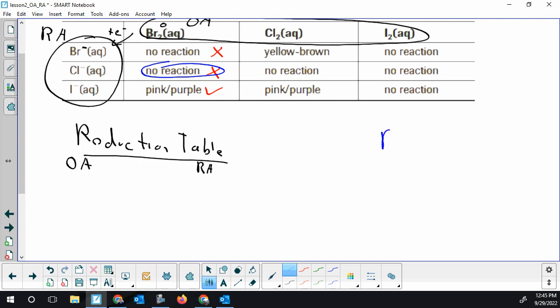I've got the OA is bromine. It does not react with chloride. So you have to think of where would the chloride go? Is it going to go up or down when there's no reaction? That's our spontaneity rule. When the OA is above, there's a reaction. When the RA is above, there's no reaction. So we have no reaction, so I've got to go up to the other column to get to chloride.